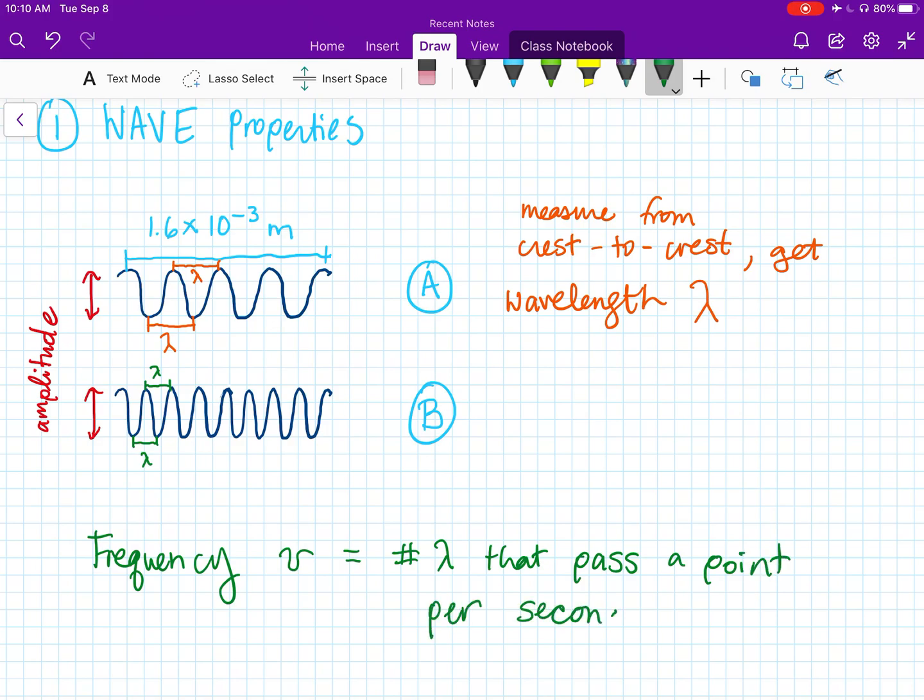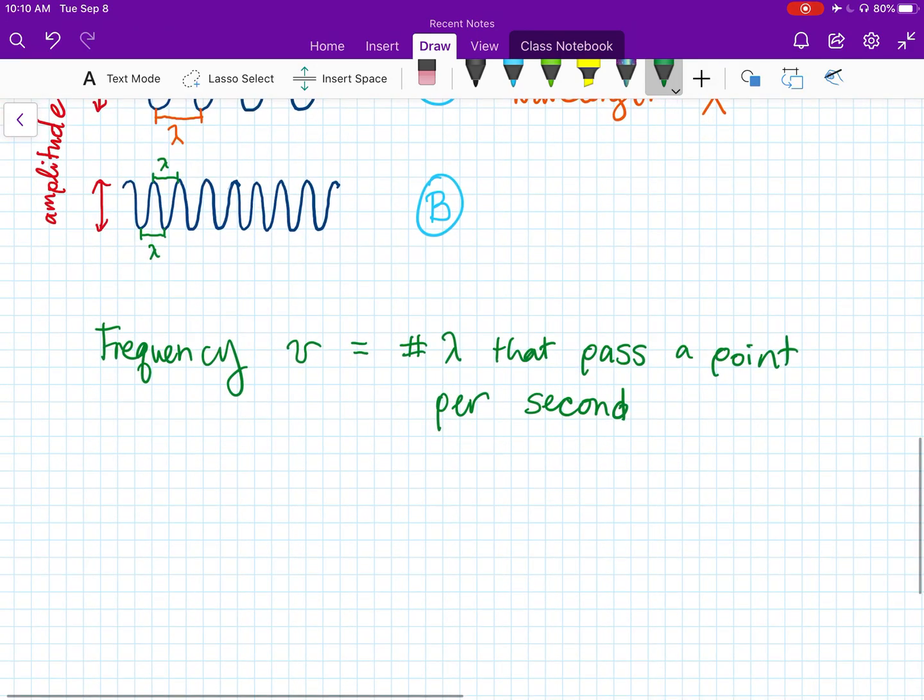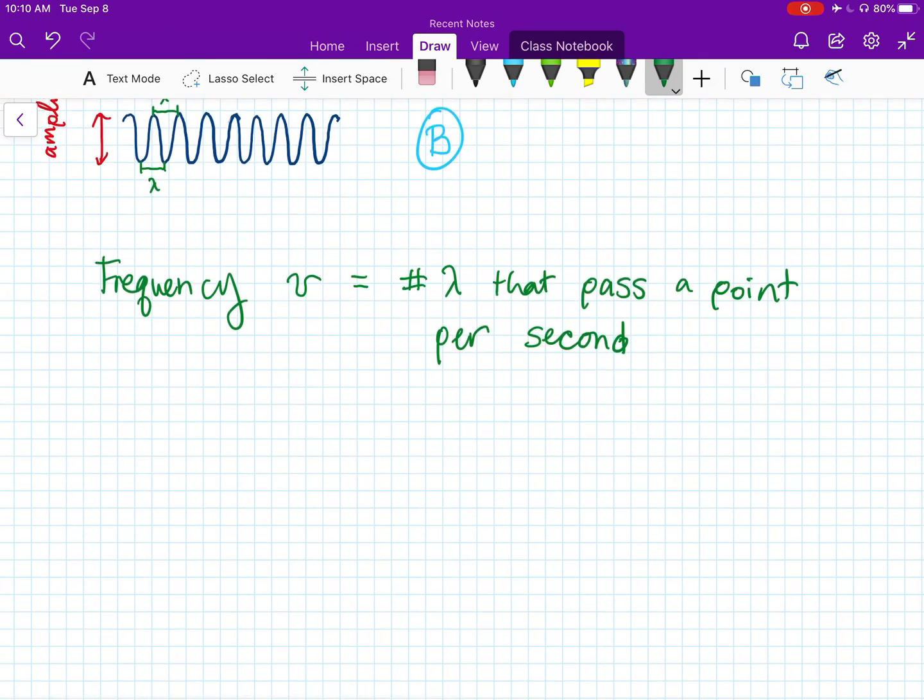So if you look at this first wave, wave A, you can see it has a certain frequency. Wave B has a higher frequency. You can kind of see that by just the fact that you're going to have more wavelengths pass a given point per second if they're going at the same speed. And indeed, light is always going at the same speed. It's going at the speed of light.